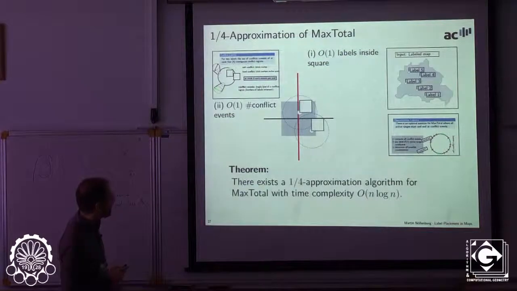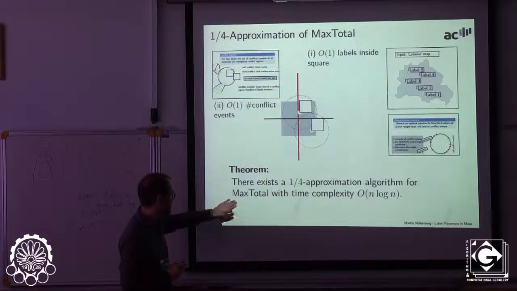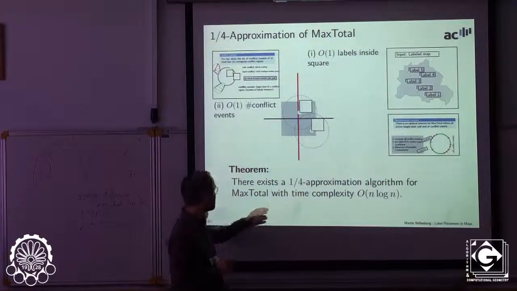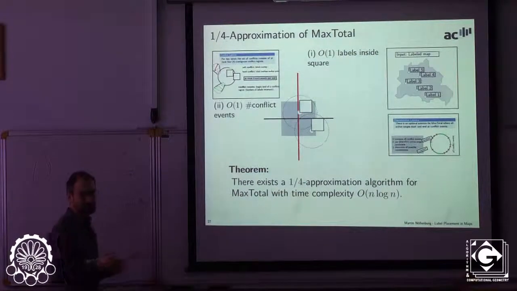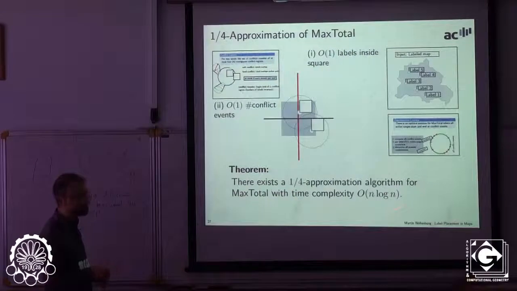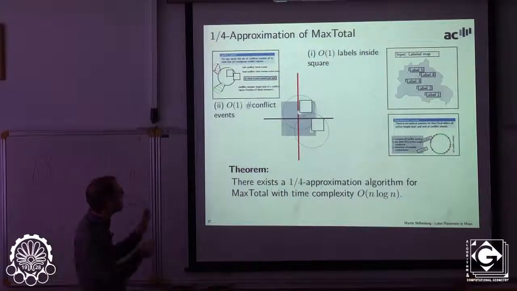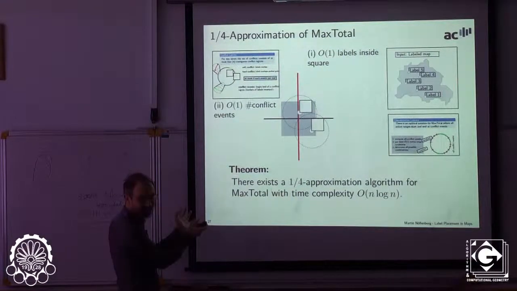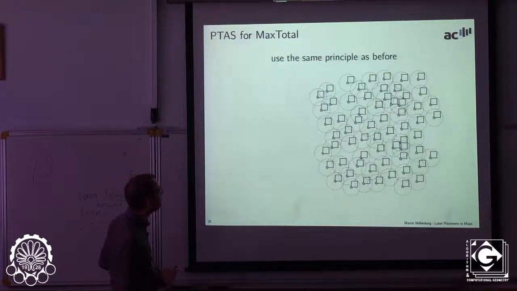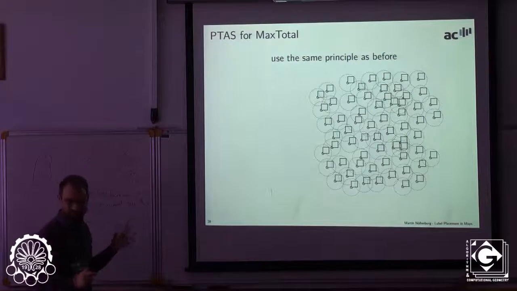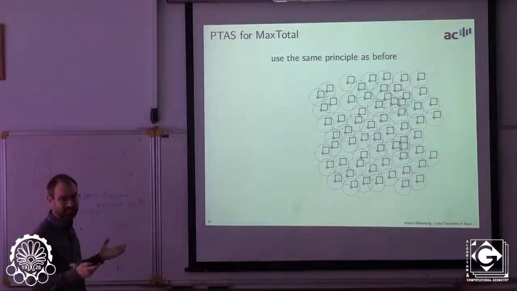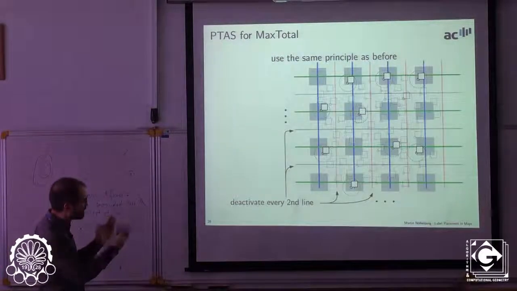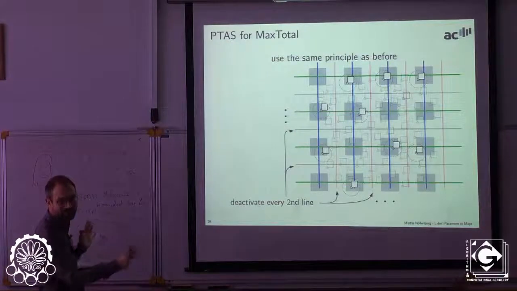So in that sense, we have the following result: there exists a 1/4 approximation algorithm for this max total problem, and we claim that we can do this in n log n time, because all this solving of tiny instances can actually be done in constant time. Now you can extend the same idea to get a PTAS simply by making the stepping lines more spaced.